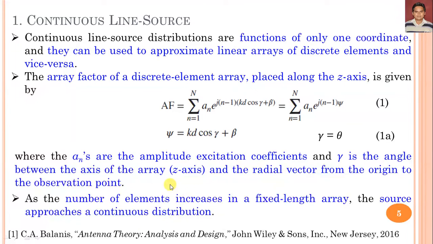As the number of elements increases in a fixed length array, the source approaches a continuous distribution, and this is important. If we consider n number of elements, 1, 2, 3 and so on, and increase the number of elements in the fixed length array, then the source approaches a continuous distribution, as can be seen from the analysis of the half wave dipole or the infinitesimal dipole.